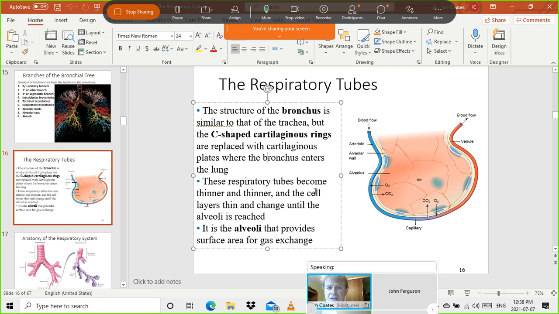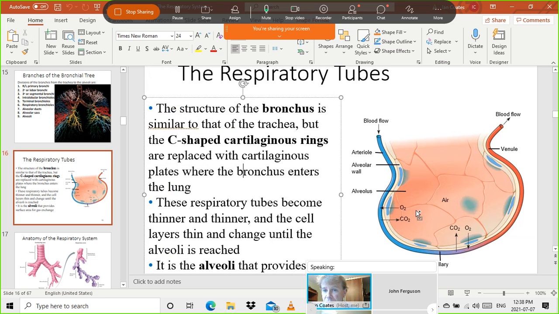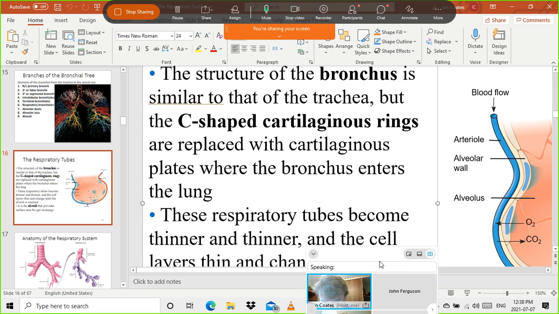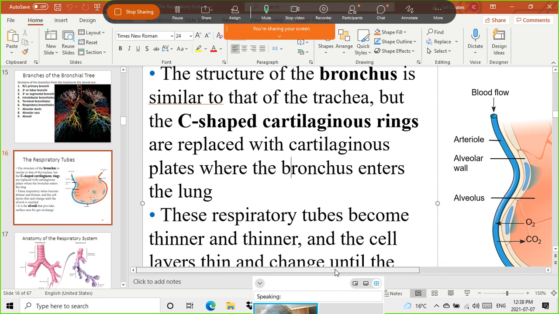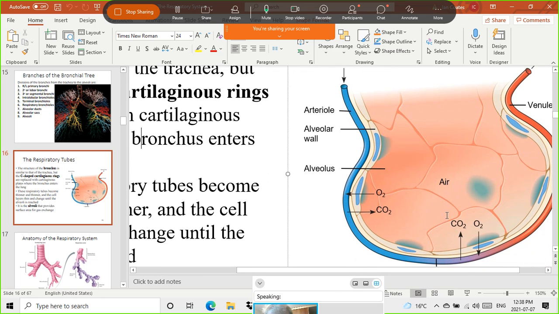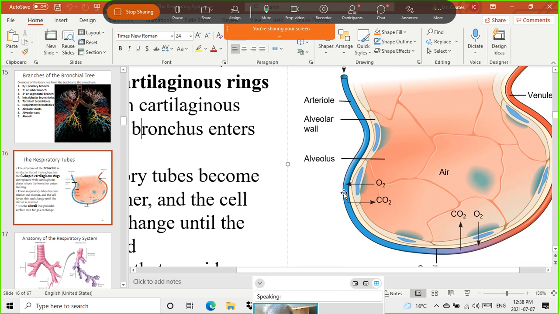The respiratory tubes become thinner and thinner until we get the alveoli, and you'll see what goes on here. So I'm just going to put this down here. There we go. And you'll see it's coming from the heart, the oxygen. And you see here, remember this is blood that just came from the vena cava, right? Okay, and it's coming in the right atrium, down to the right ventricle and out the pulmonary artery, and here it comes, right? This low oxygen, high CO2 blood.